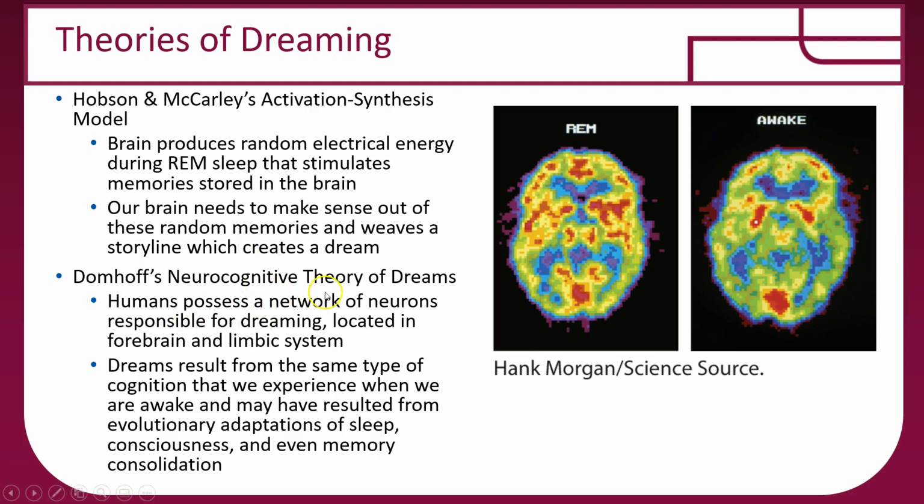And then the neurocognitive theory of dreams, that humans possess a network of neurons responsible for dreaming, located in the forebrain and limbic system. And dreams result from the same type of cognition that we experience when we're awake, and may have resulted from this evolutionary adaptation of sleep, consciousness, and even memory consolidation.